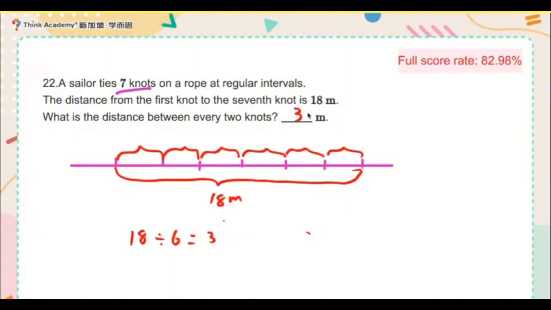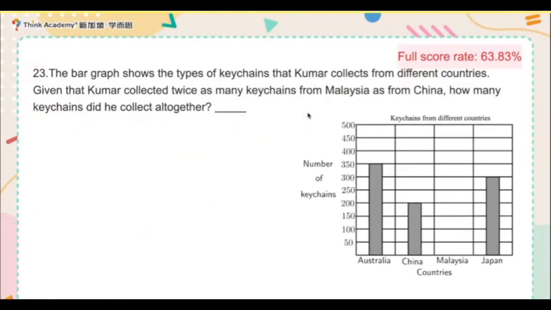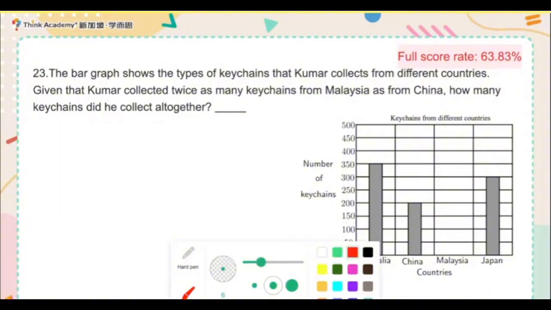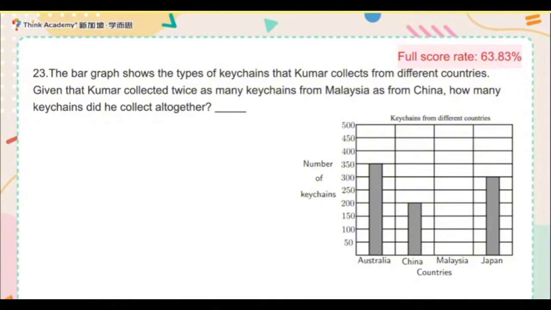Okay? Then everyone, this time let's move on. 23rd question. The bar graph shows two types of keychain that Kuma collected from different countries. Given that Kuma collected twice as many keychains from Malaysia as from China, how many keychains did he collect altogether? Let's see this question.